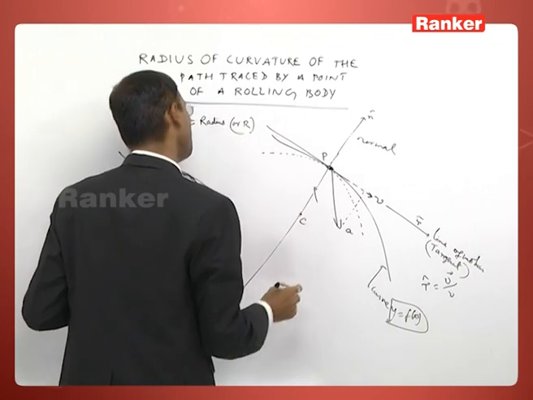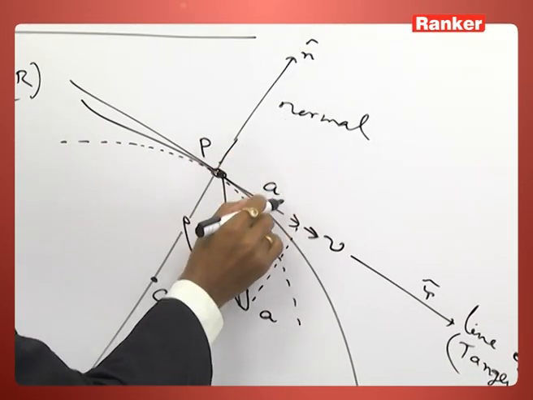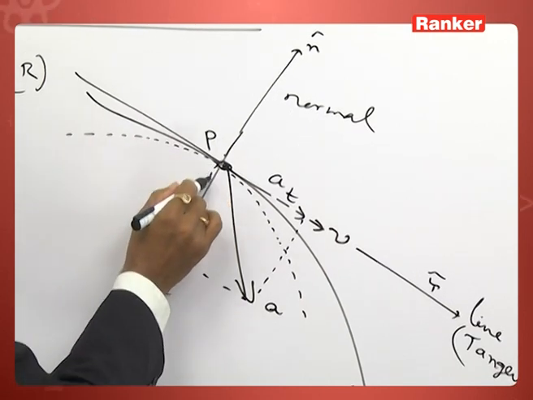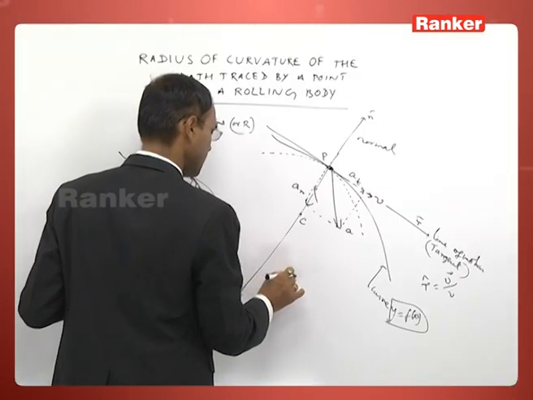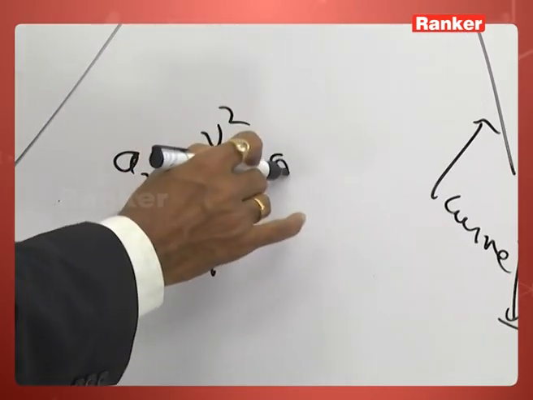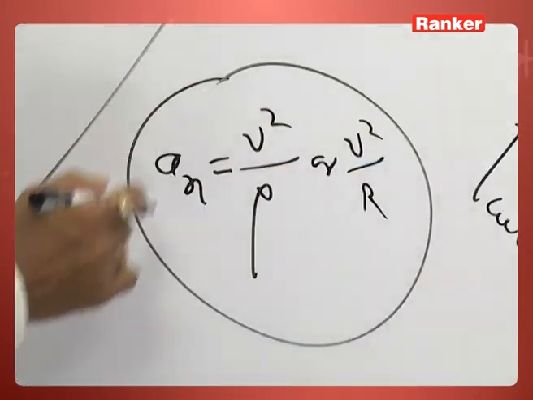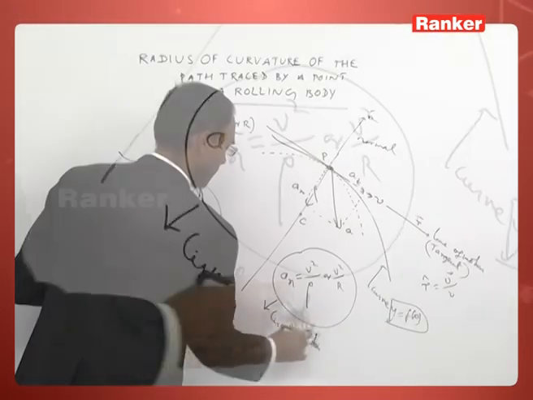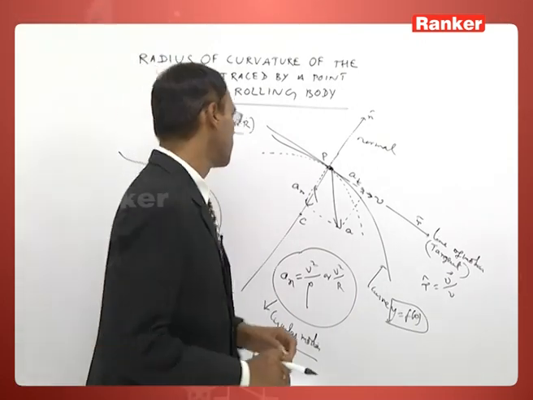When you split the acceleration along the tangential direction, this component of the acceleration is called tangential acceleration. Along the normal direction, this component of the acceleration is called normal acceleration. Normal acceleration can be given as v square upon rho or v square upon r. This concept is borrowed from circular motion. Let me talk about the kinematics of circular motion for a few minutes.